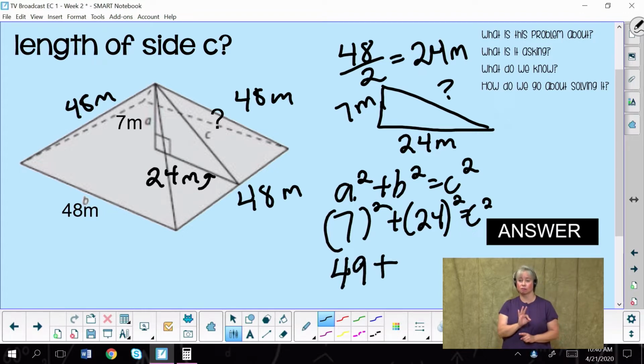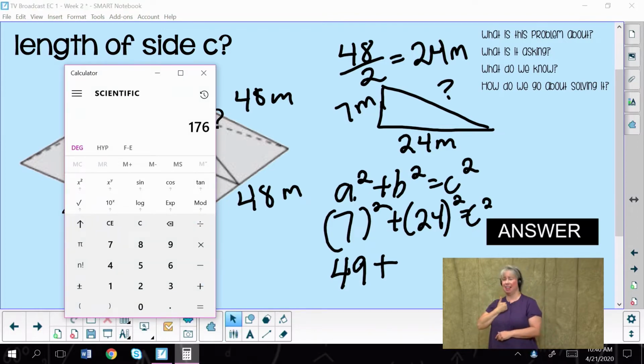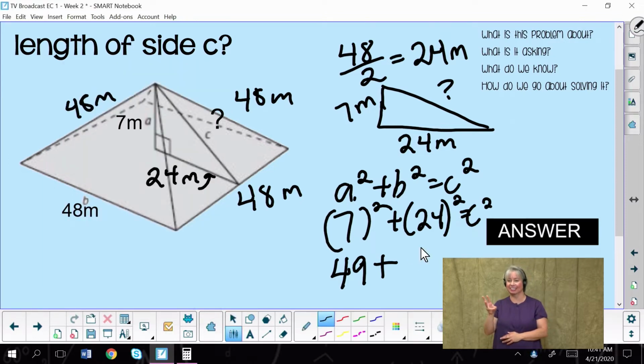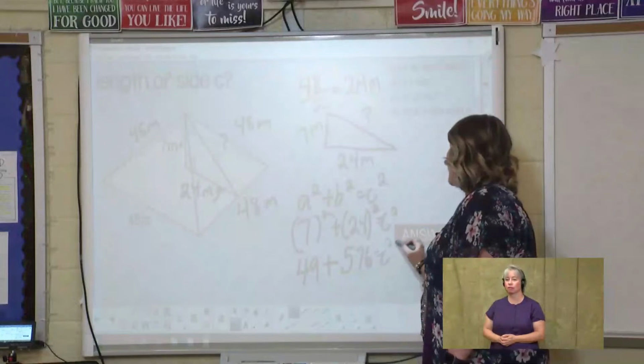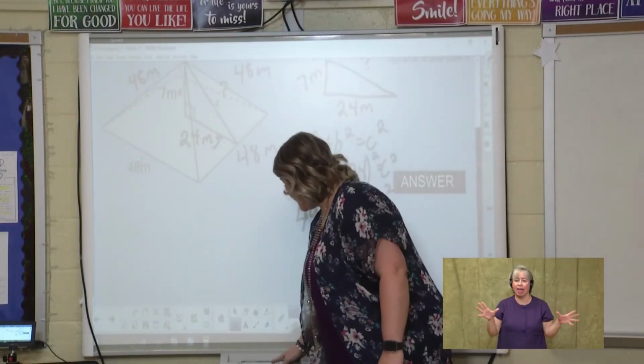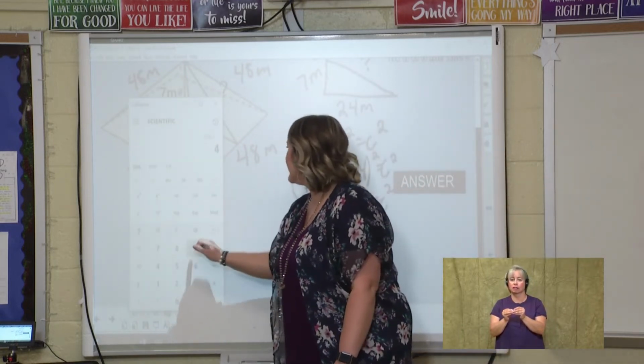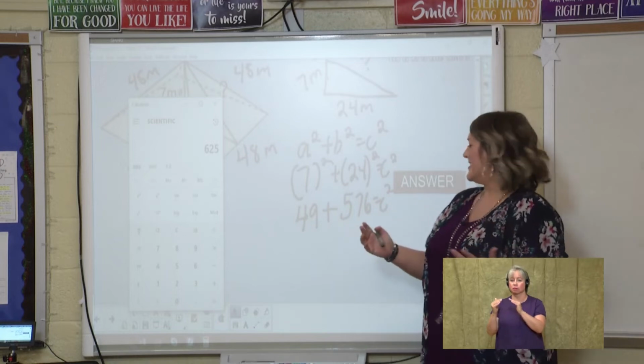We know that. And then 24 times 24, I don't know that off the top of my head, but I do have a calculator that we can refer to. So 24 times 24, 576. Oop, need my pen. And now we need to add them. That's our next step. So 576 plus 49. What do we get? 625.